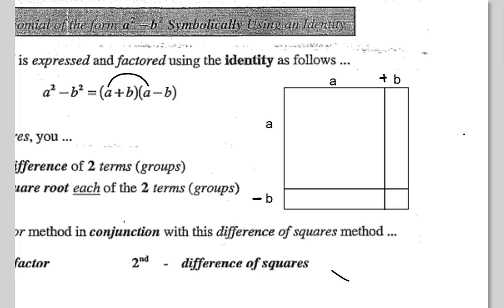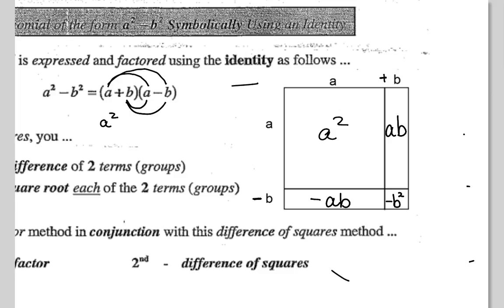A by a gives, that's right here, that's a squared. Now do a times negative b, negative ab. Now do positive b times a, that's ab, and then the last one is negative b times b, b squared.